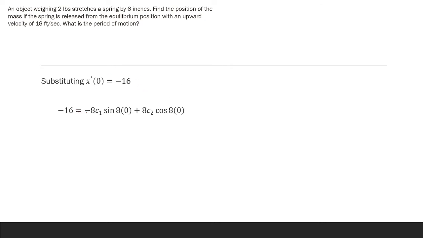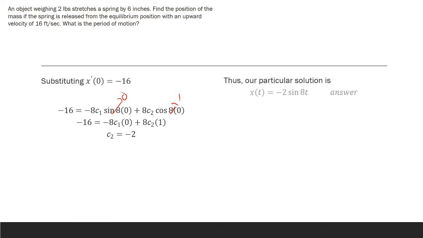We will have negative 16 is equal to negative 8 c1 sine 8 times 0 plus 8 c2 cosine 8 times 0. So this will be equal to 1 and this will be equal to 0. So matitira na lang class is negative 16 plus 8 c2 times 1. And divide natin yon, we will have c2 is equal to negative 2. So therefore, we can get our particular solution. And that is x of t is equal to negative 2 sine 8t.